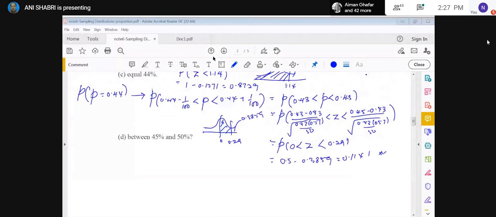Okay, we go to the next one. This one have between. P between, have equal or not? This one 0.45, have equal or not between? Ada equal tak ada? Tiada. Kalau between tiada. Kalau from ada, from itu 0.5.